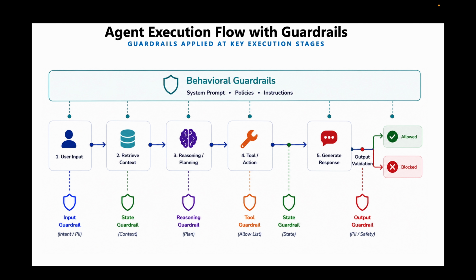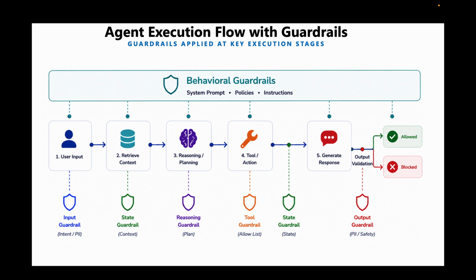At the top, you see the behavioral guardrails. These are broad policies, instructions, and constraints that apply to the entire lifecycle. They define what an agent should and should not do, regardless of the current step. For example, a healthcare assistant may have a guardrail to provide general information but never give any diagnosis or prescription. This applies regardless of what step the agent execution is on. As the agent moves through the execution, we apply specialized guardrails at different stages.